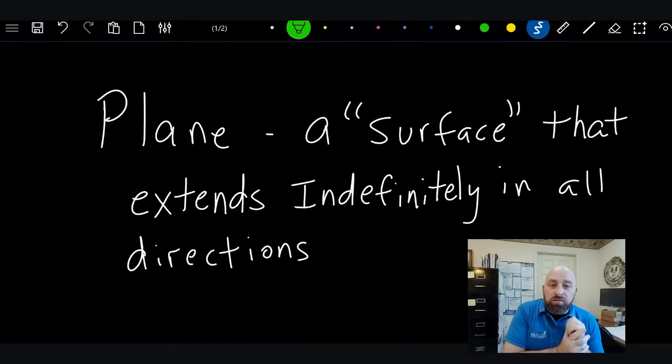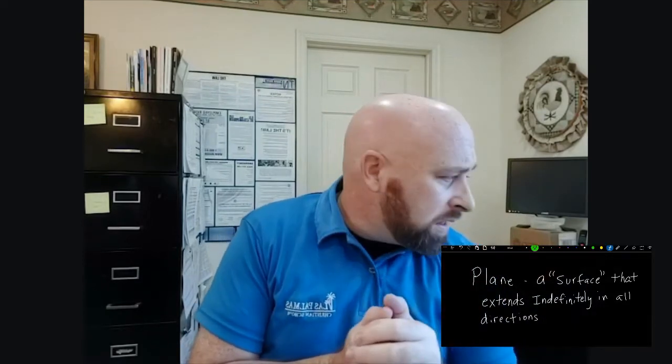All right, first thing, go ahead and look down here at the board, and I've got the word plane written down. Now, we're not talking about an airplane. We're not talking about something that you fly over the ocean on. This is a plane, a "surface" that extends indefinitely in all directions. Now, technically a plane isn't a surface. It is and it isn't, because a true plane has no depth to it, as Euclid described it.